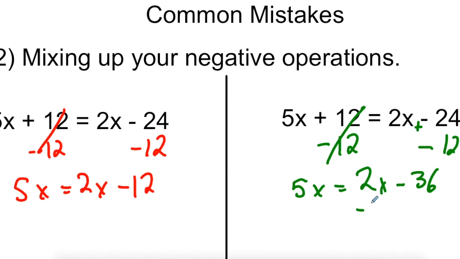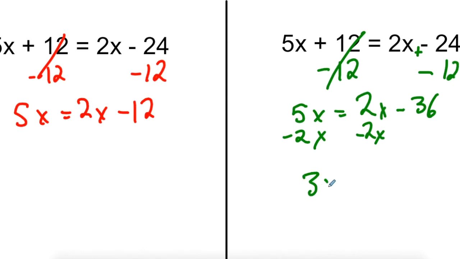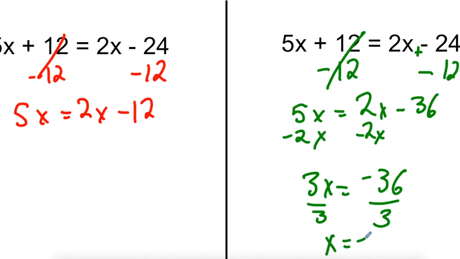And from there, we'll still be subtracting by 2x to get rid of our variables on our right side. We'll have 3x equal to negative 36. And we'll still divide by 3 on both sides, and in this case we'll get x is equal to negative 12.